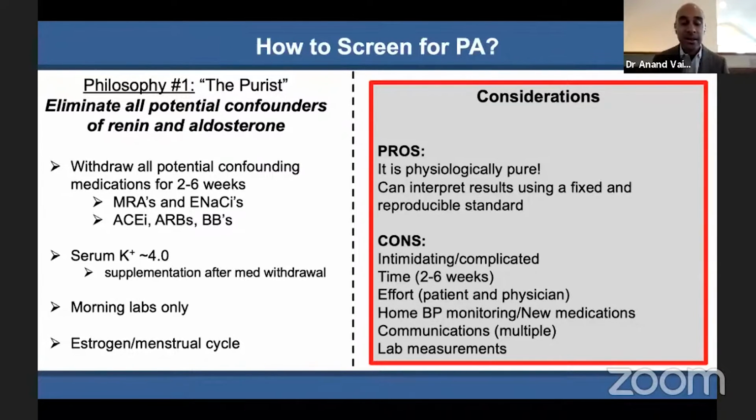It takes a lot of time and effort, not only on the doctor's part, but on the patient's part. It requires communication, back and forth communication, home blood pressure monitoring, maybe prescription of medications, antihypertensives, and potassium to correct those, and multiple lab measurements. So this is a very complicated way to do this.